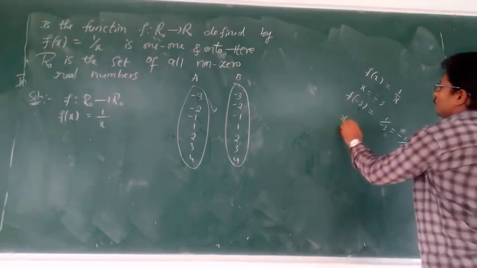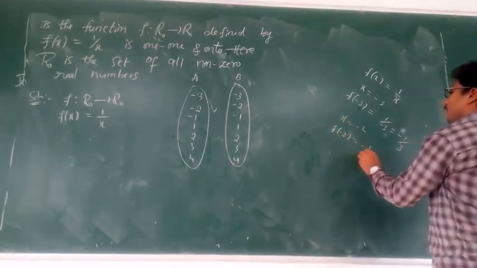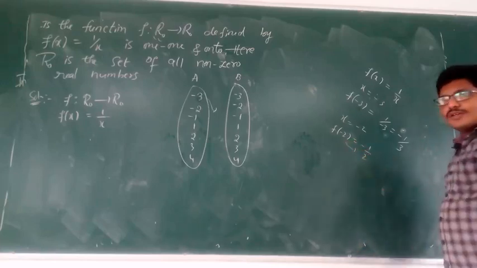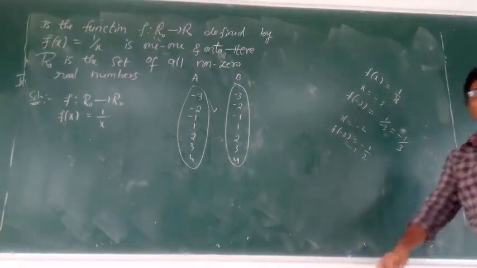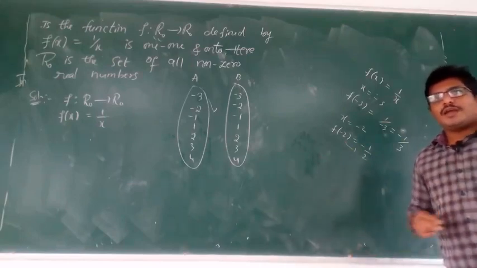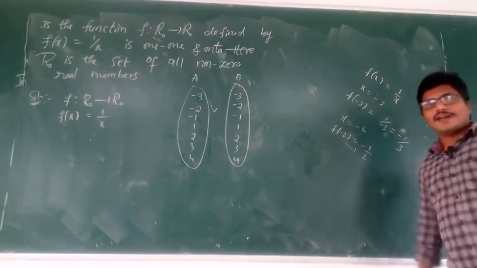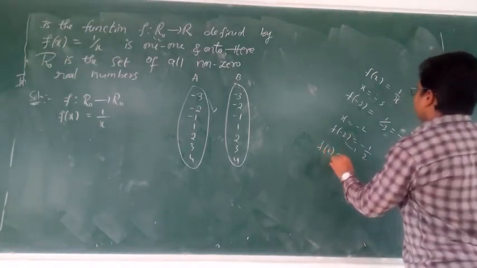Suppose we take -2, what happens? -2 is equal to -1/2. -2 is also in contact with -1/2. It is possible, the connection happens, because the B set is the set of real numbers. Set of real numbers means including all the numbers except complex numbers. It includes decimal fractions also.